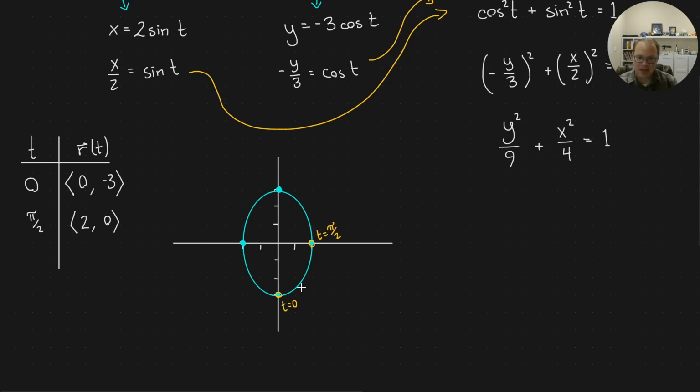So as the t is increasing, I'm going this way. And that's going to be the direction I keep going. You can plug in more points if you want to be sure. But that's the direction of increasing t. The orientation of this particular curve is counterclockwise.